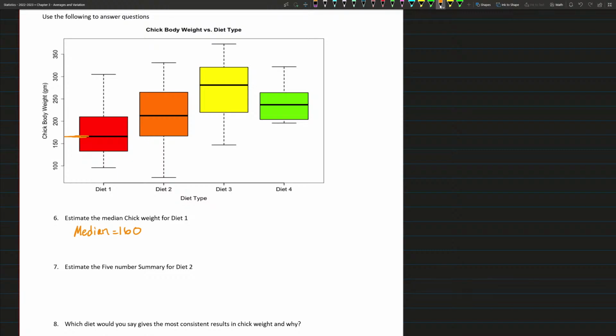Number 7, estimate the 5-number summary for diet 2. So the median looks to be somewhere just below 50, so let's say like 40. I can label these. Our min is probably about 40, maybe 35. Well, I'm not going to do 40. 40 seems too high. Let's do 30, because half is about here, and another half is right there. Yeah, so 30 works.